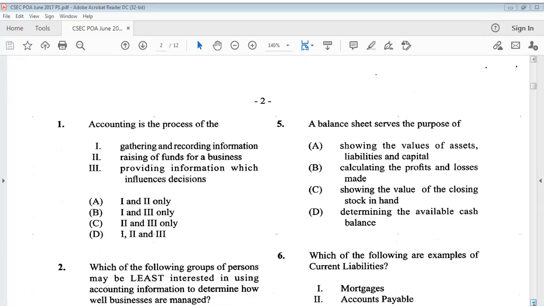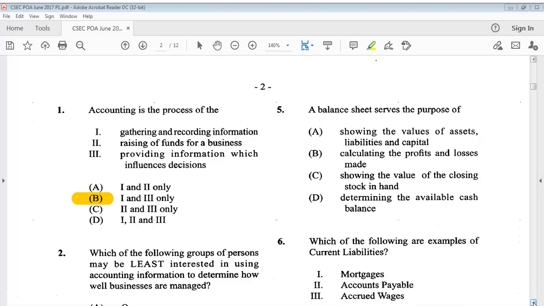The first one says, accounting is the process of, well, we know what that is. One says gathering and recording information. Two says raising of funds for a business. Three, providing information which influences decisions. So the answer is 1 and 3 only: gathering and recording information and providing information which influences decisions. So 2 would not be a part of it. So B would be our answer.